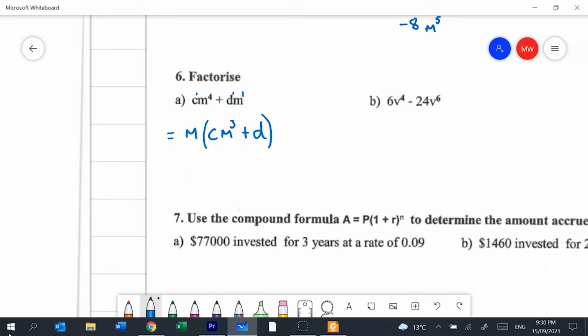Let's try factorising the next one. Highest common factor of 6 and 24 is 6, so I'll take that out the front of the brackets. I've got v's in both of these, and in a very non-mathematical way of saying this, I'm going to take the smallest number of these. So I'm going to take the v that's got the smallest index, and then in brackets that leaves me with 1, and then minus 4 v to the 2 left.